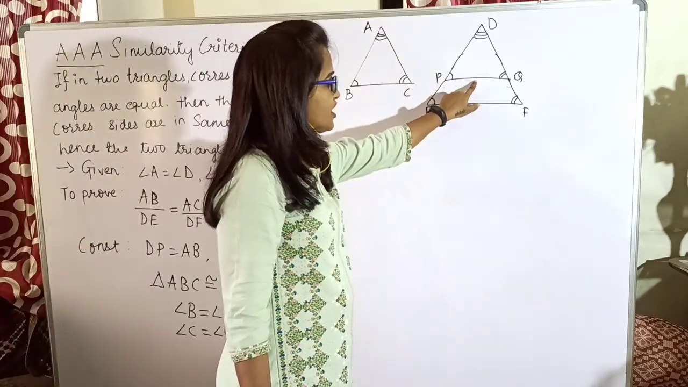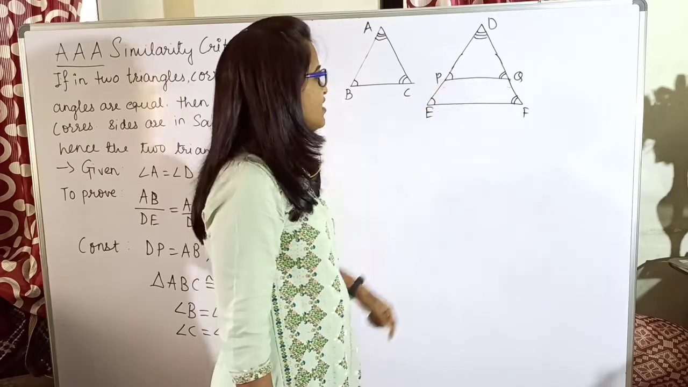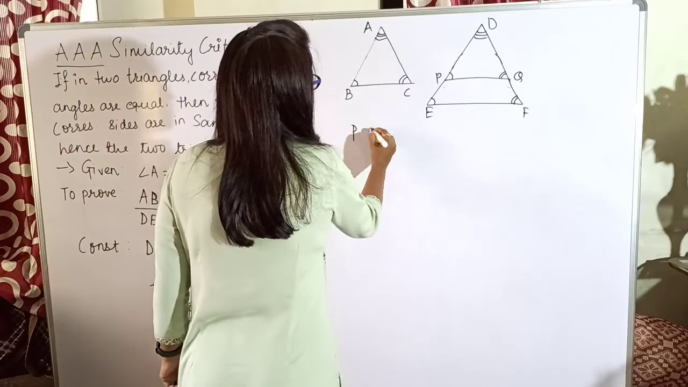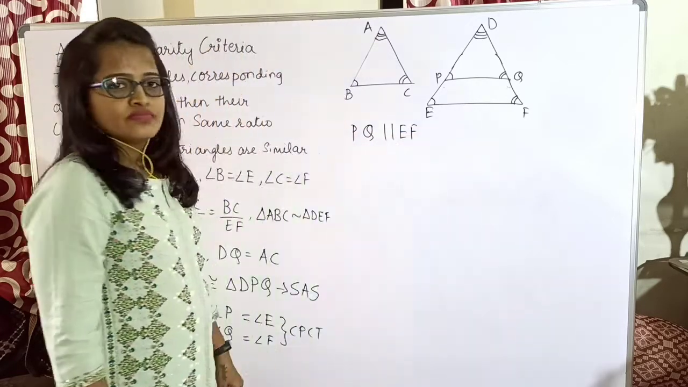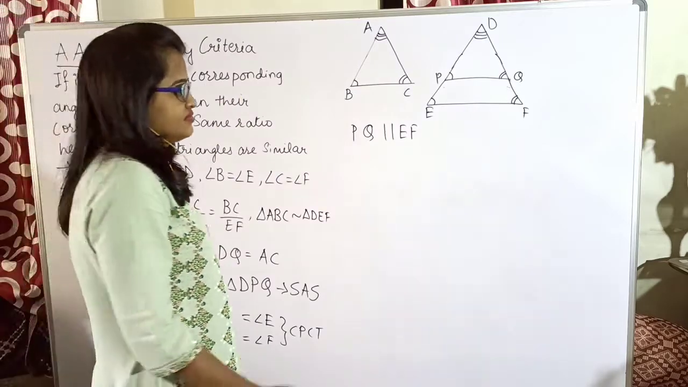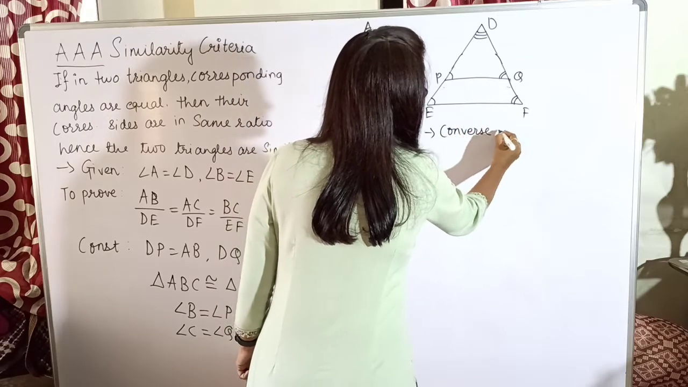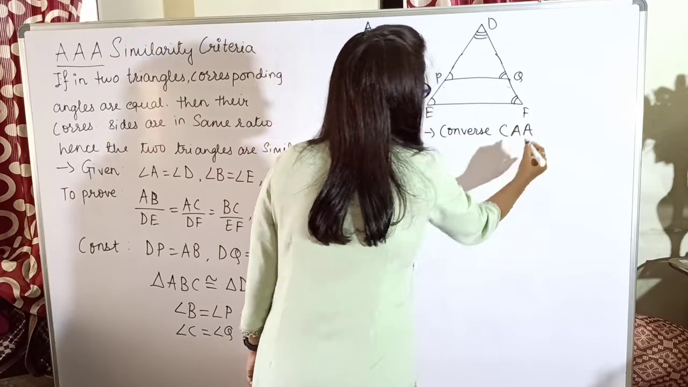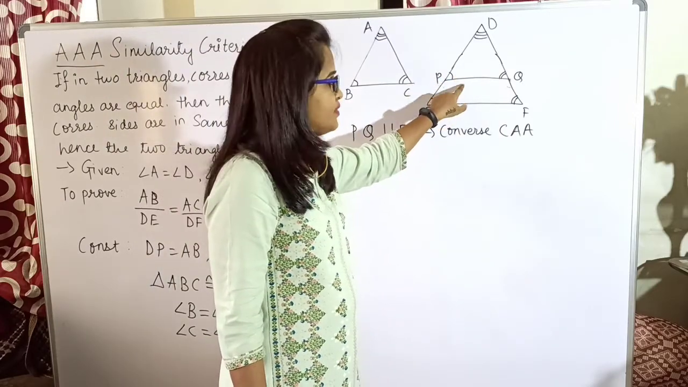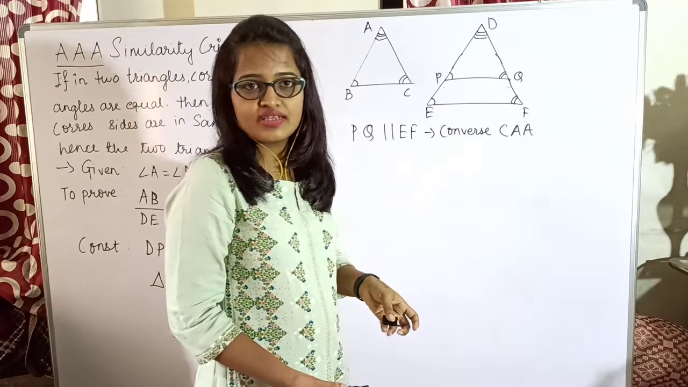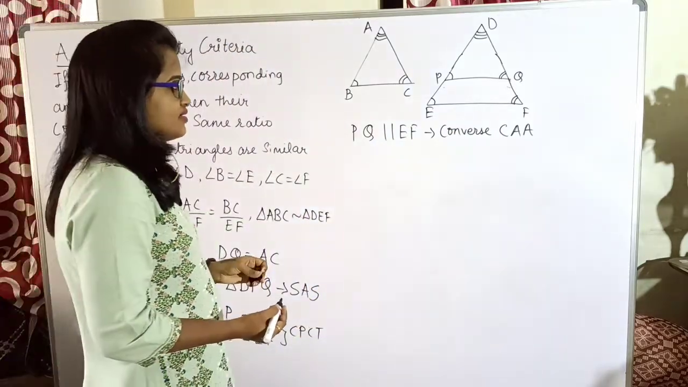Further, if angle P and angle E are equal, angle Q and angle F are equal, can I write PQ is parallel to EF? Yes. Why? By converse of corresponding angle axiom. Because these two are the corresponding angles for the lines PQ and EF, and if these two angles are equal, the lines are parallel by converse of corresponding angle axiom.